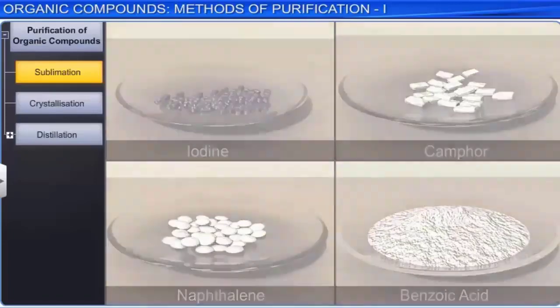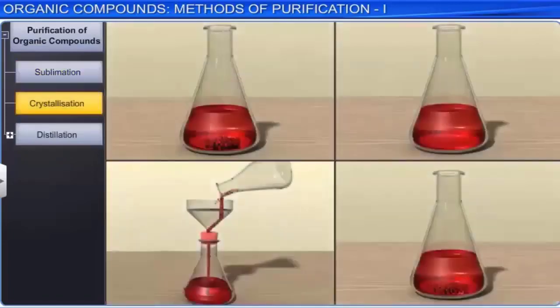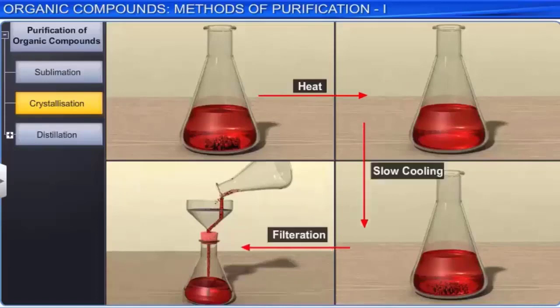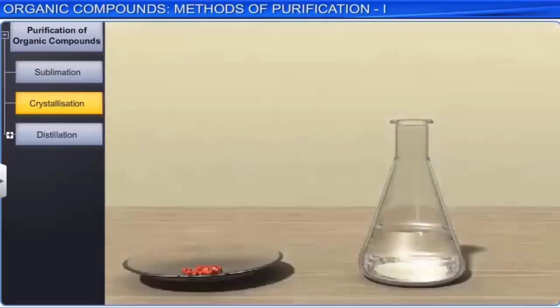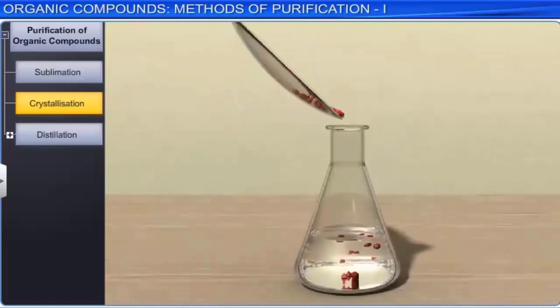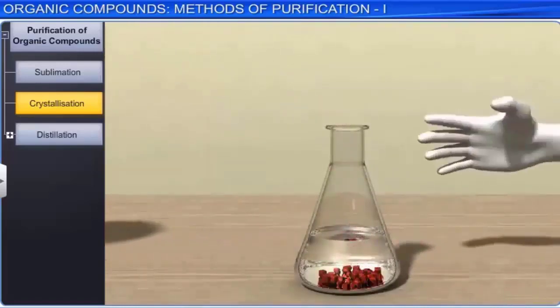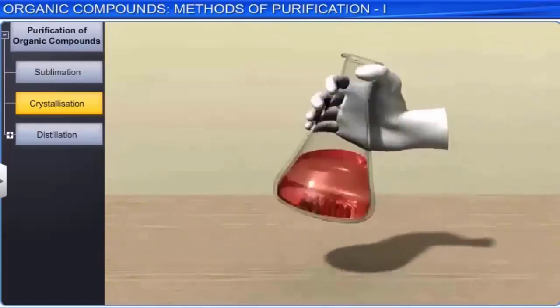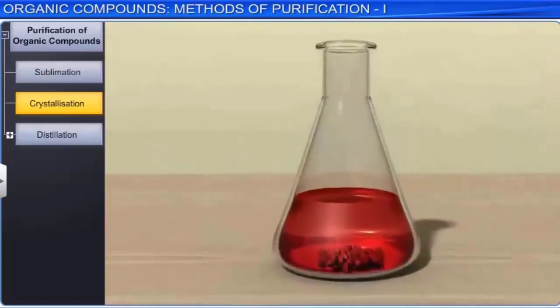Now let's look at the next method of purification, called crystallization. It is one of the most commonly used techniques for the purification of solid organic compounds. This technique is based on the difference in the solubilities of the compound and the impurities in a suitable solvent. In this process, first, the impure compound is dissolved in a solvent in which the compound to be purified is moderately soluble at room temperature and highly soluble at higher temperature.